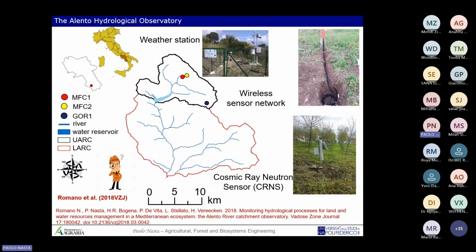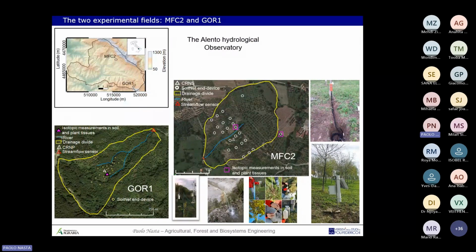And so we established 2 new experimental sites. One is MFC2, the yellow symbol close to the old site. And the other one is GOR1, the blue dots. They were instrumented with 1 cosmic ray probe in each site, 1 weather station, a wireless sensor network, and stream flow sensors at the outlet of these 2 catchments. So I'm going to show you quickly the 2 catchments.